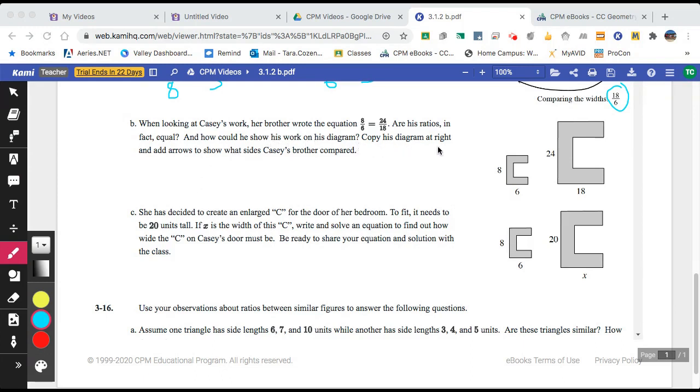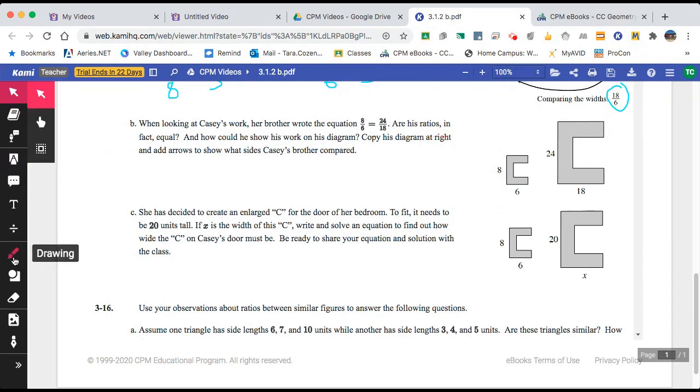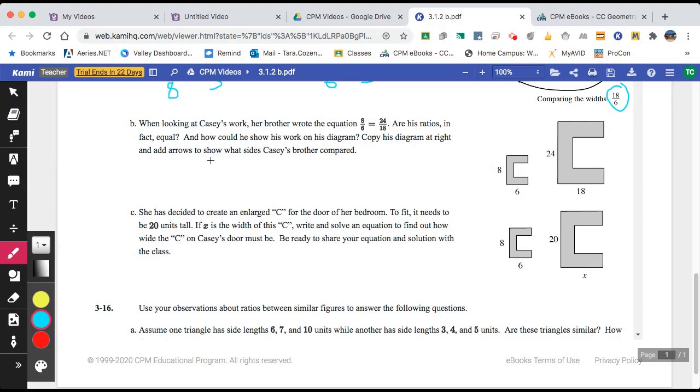So you're going to copy the diagram at the right, over here, these two C's. Copy the diagram at right. And add arrows to show what sides Casey's brother compared. You could also color certain sides using a highlighter or colored pencils. So you're going to answer both of those. Double check that the ratios are equal and then show that work on the diagram. So again, press pause, do that work, and when you're finished, press play.